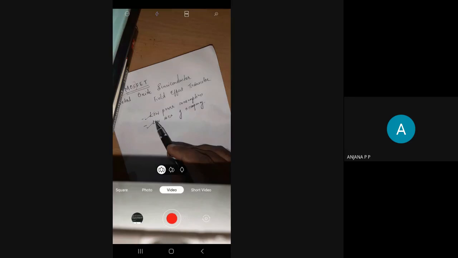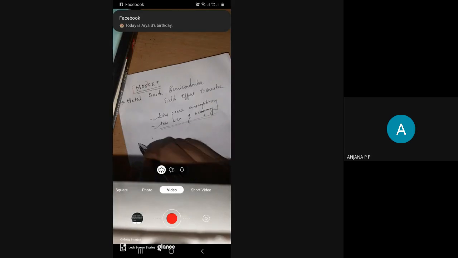Usually the ICs, the integrated circuits, or the ICs used in our mobile phones, I have already mentioned about the size. This size is very small. So this MOSFET has the advantage of less area of occupancy. It needs only a little area when compared to BJT. So these are the two major merits or advantages of MOSFETs when compared to BJT.